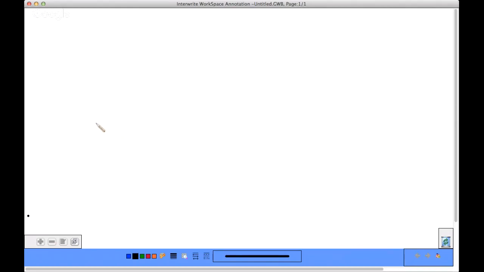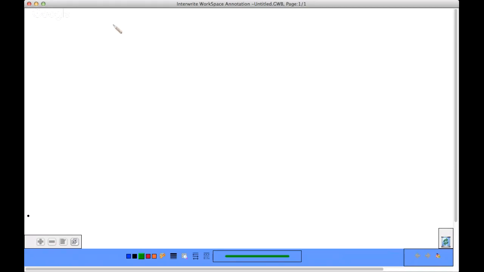It looks like my writing pen might be running out of battery. So hopefully I won't have too many problems. Hopefully I won't run out of battery.